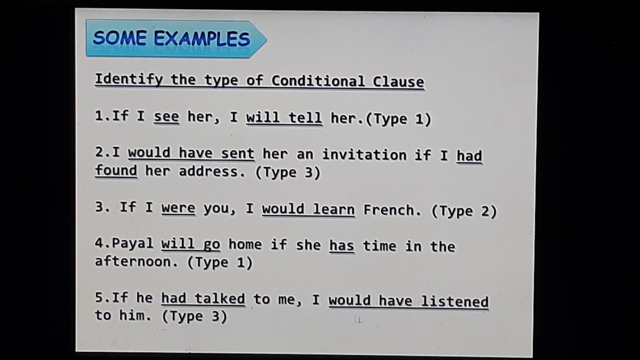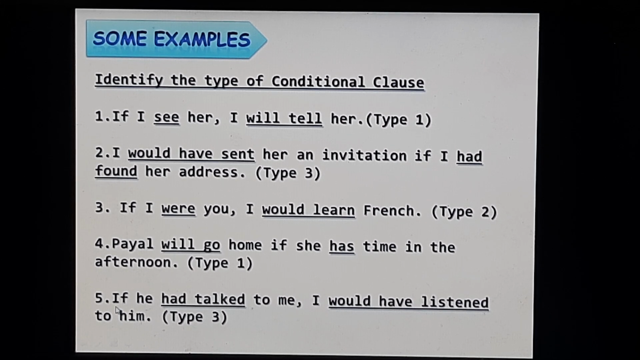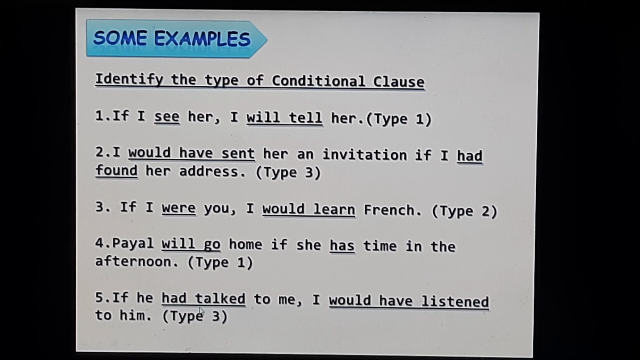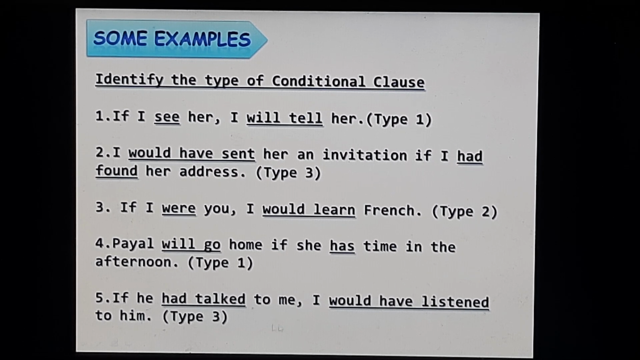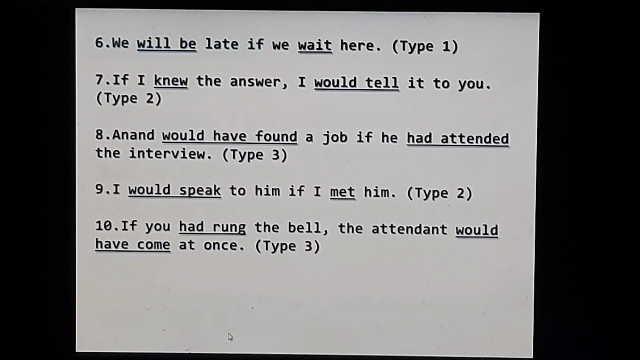If he had talked to me, I would have listened to him. Your if clause, if he had talked to me, had talked is the past perfect form. Your verb in the main clause should be would have plus the past participle form of listen, which is listened. It is the type 3 condition.